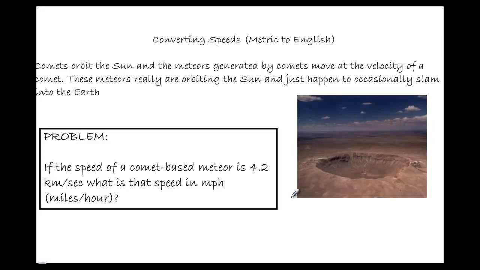In this video, what we're going to be doing is converting from a metric speed, which is kilometers per second, to an English speed, which is in miles per hour. And here's the problem. If the speed of a comet-based meteor is 4.2 kilometers per second, what is that speed in miles per hour? So, there are two different things that we need to do.